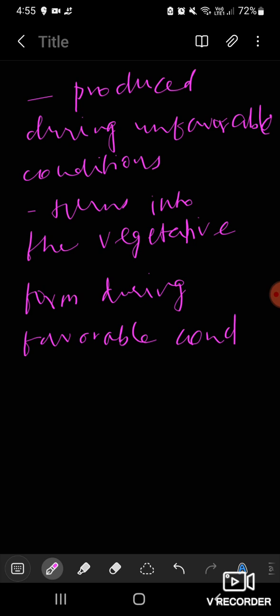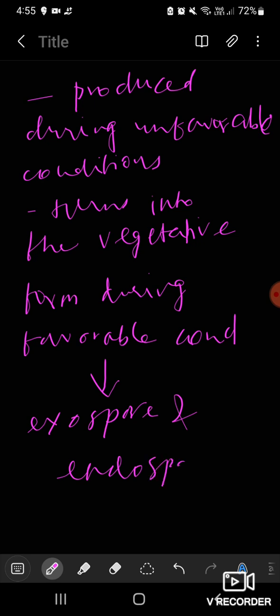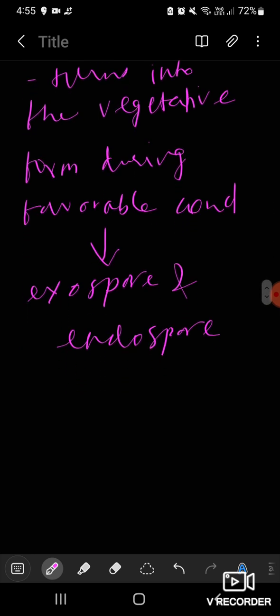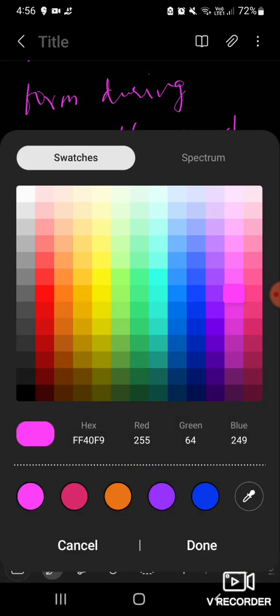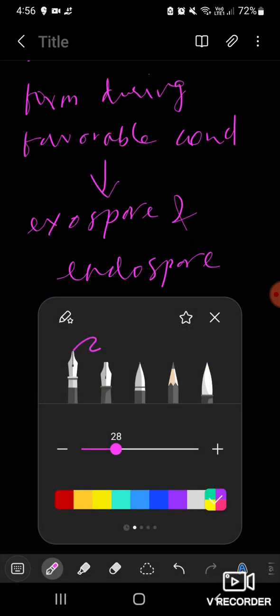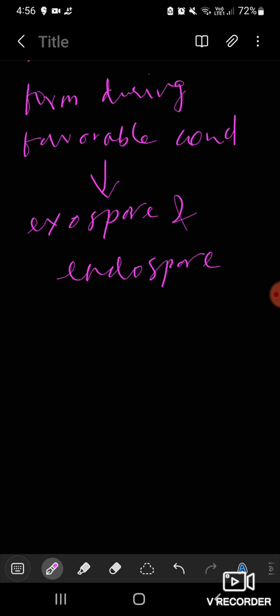So the vegetative form is of two types. It is of exospore and endospore. So they are generally very resistant to simple procedures such as boiling, heating, cooling, disinfectants, and they also withstand drying.